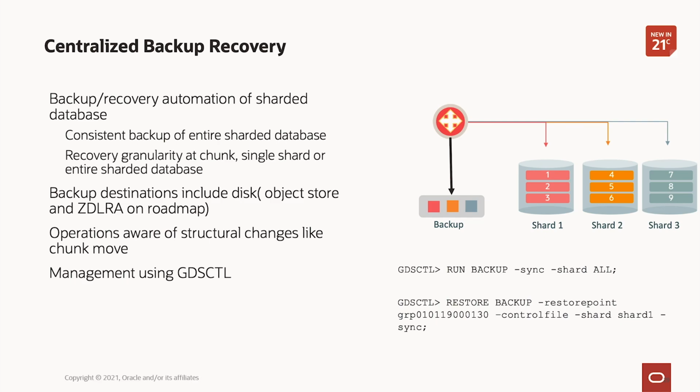So you could just restore one shard. Or if you're running some kind of test harness where you take a gold image of the entire sharded database, you run your test cases which mutate the state and change the data in the system, and then for the next cycle you want to reset and go back to that gold image. So you can do a restore for your entire sharded database, right? So we support both of them. The backup destinations could include, we're working on adding, object store, ZDLRA, etc., as well as providing chunk level restore for a given sharded database.